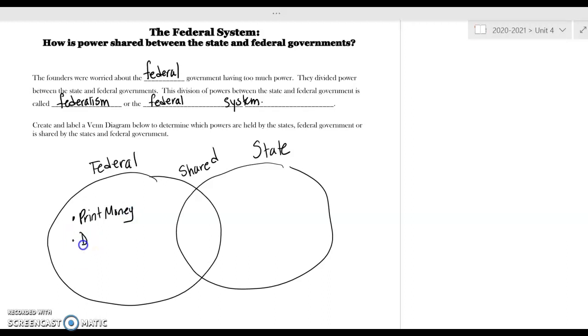The federal government is also the only government that can declare war. So New York can't declare war on Canada, only the United States can. All governments can collect taxes. That's a shared power. And all governments are supposed to keep people safe.